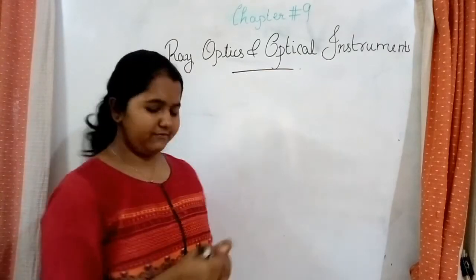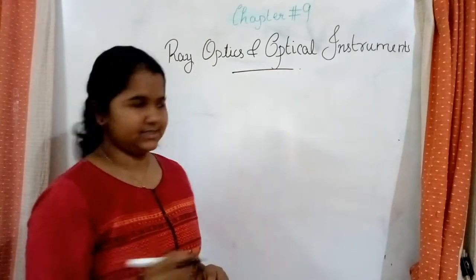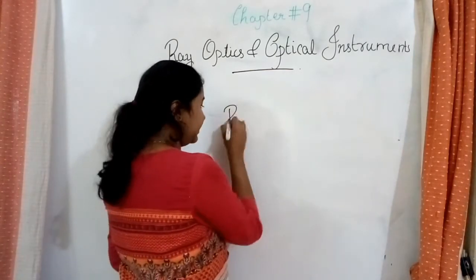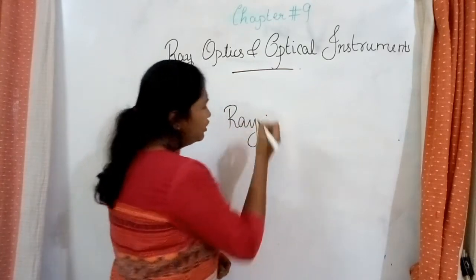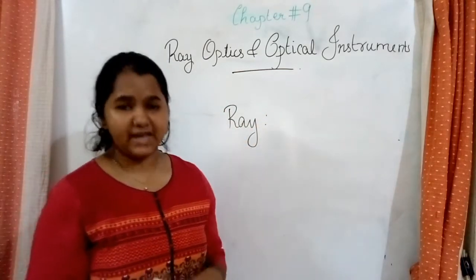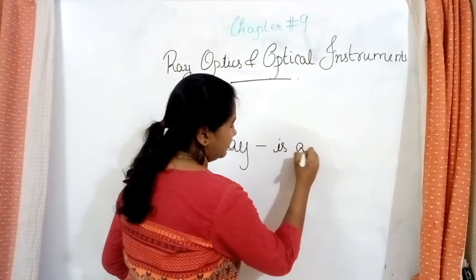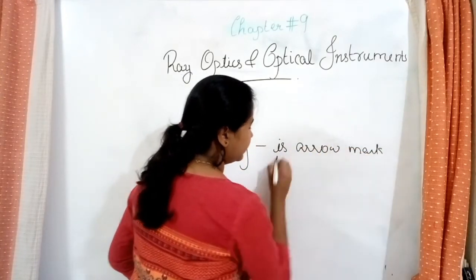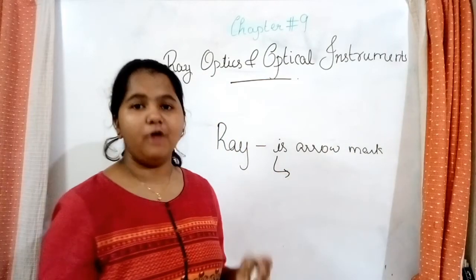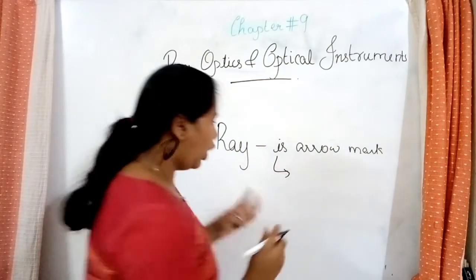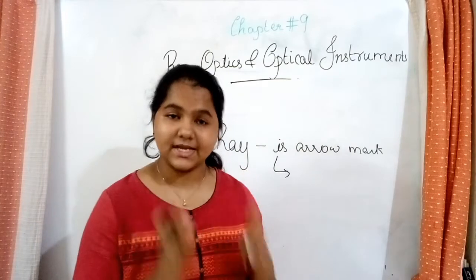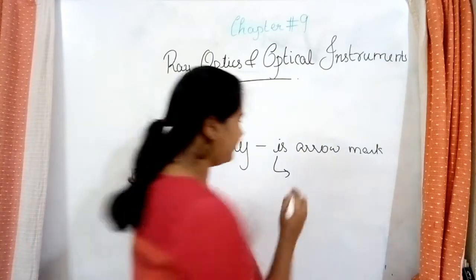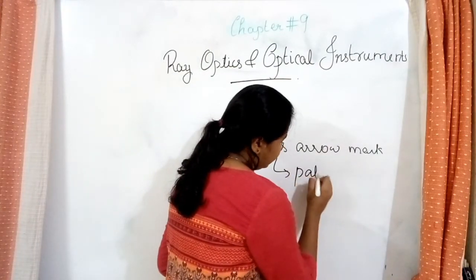So, we have learned about ray optics in our lower classes, haven't we? We have learned about the definition for a ray also. A ray is an arrow mark that represents the direction of propagation of light. It's a representation of the path of light.